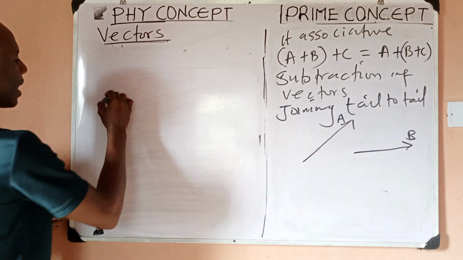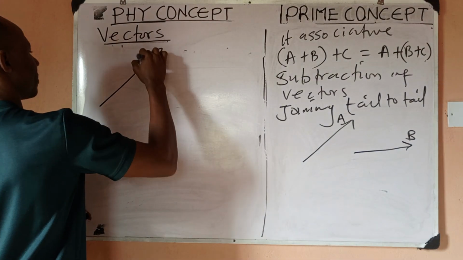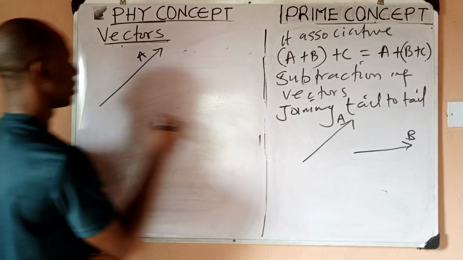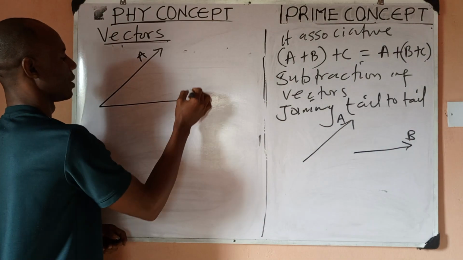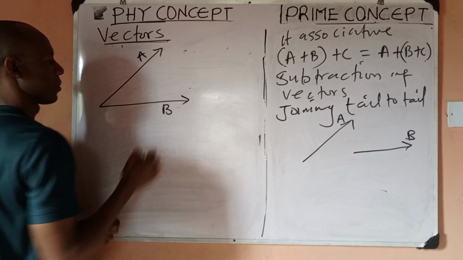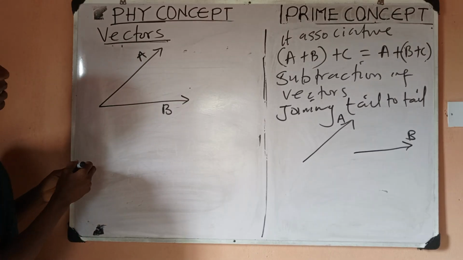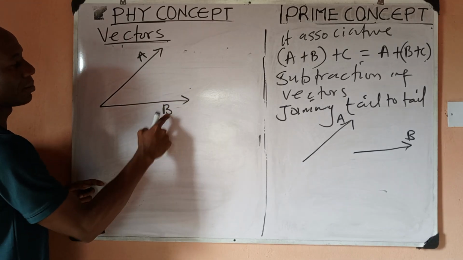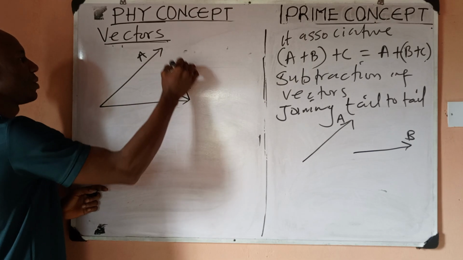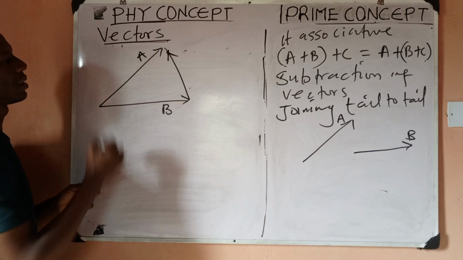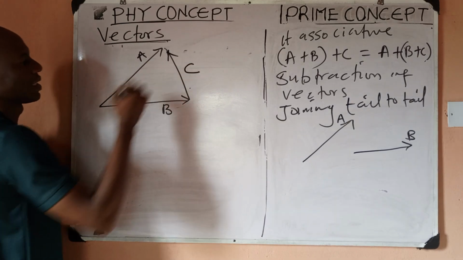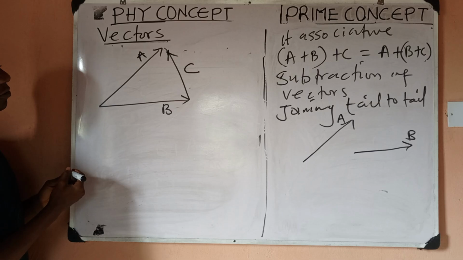So I'll have, this is my A, this is my B. I'll just drag it so that the tail comes to this point. So this is what I would have. This becomes my B. So you see that I've joined them tail to tail, right? Yes. The next thing I want to do is to join from B, since I'm subtracting B from A, to A in this direction, right? Yes. So I'll call this C, and C is the subtraction of B from A.